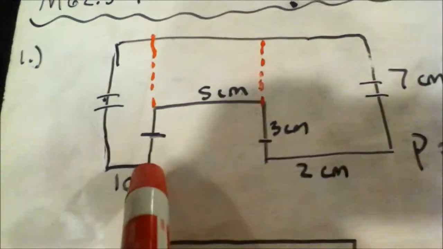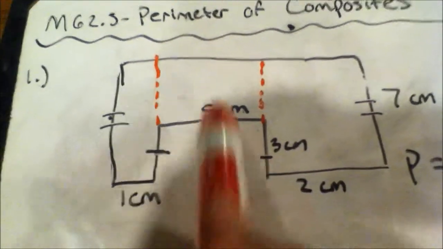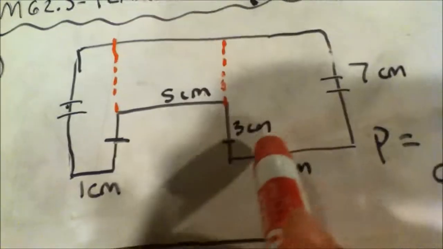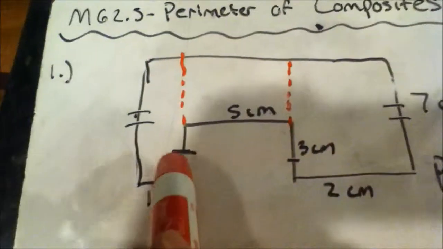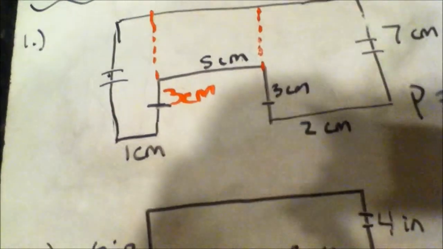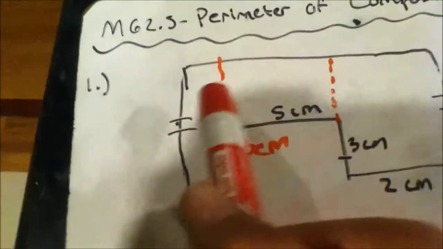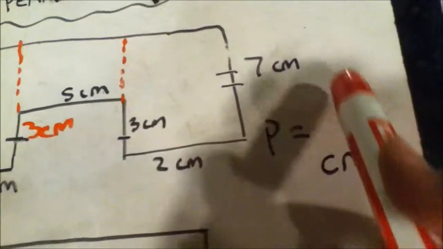And then I also pay attention to these lines. These lines tell which sides are congruent. So if I know one dash is next to 3 centimeters, I know the other dash is going to be the same exact thing, 3 centimeters. I do that with every single line that I see. Alright, 7. 7.